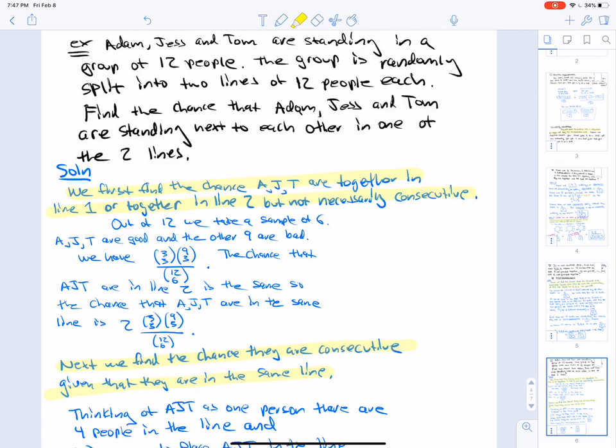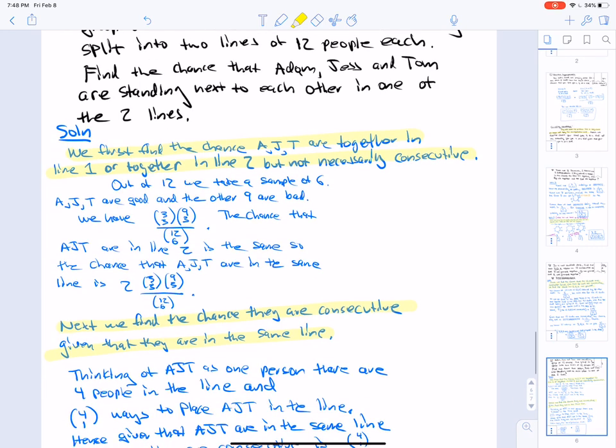So whenever I see a problem like this, I'm always thinking to myself how I can break this up into parts that will be easier to solve. And so here, what I'm going to do is think of what's the chance that Adam, Jess, and Tom are in the same group of 12, but not necessarily consecutive. And then, given that they're in the same group of 12, I'm going to find the chance that they're consecutive.